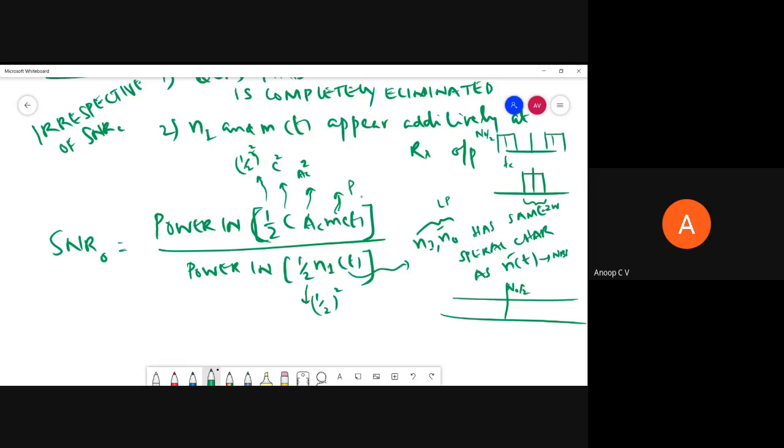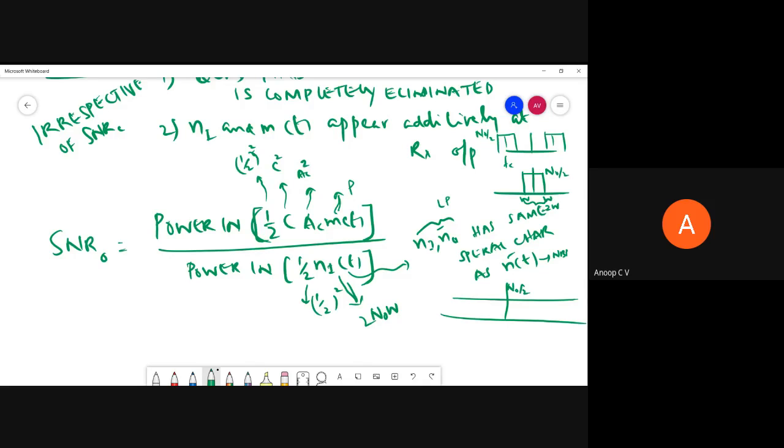So Ni of t will have power equal to twice N0 W. So this is N0 by 2, and this is W, and this is W. So it will have an average output power that is equal to twice N0 W.